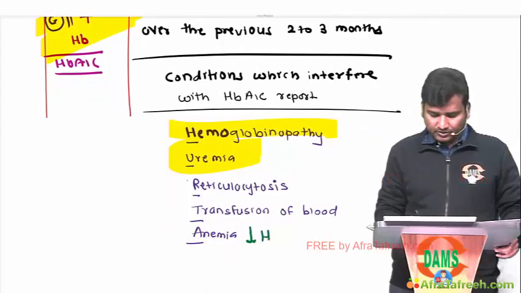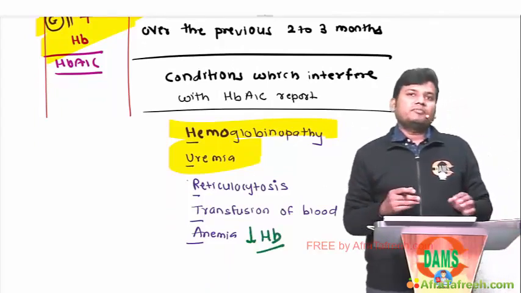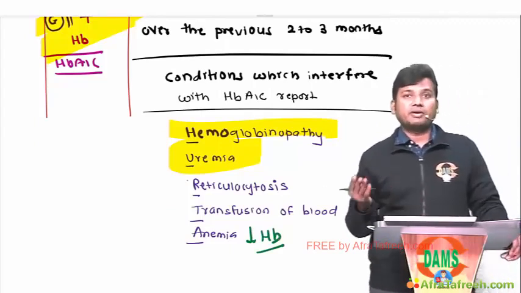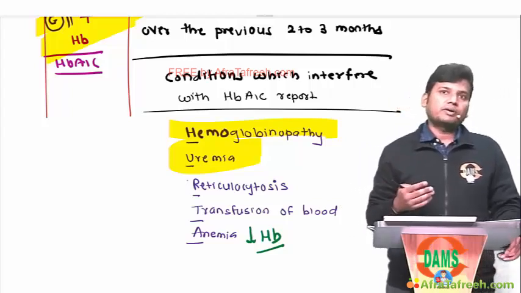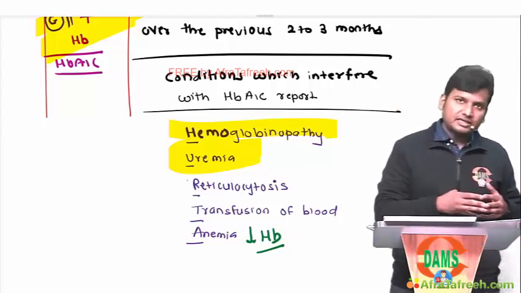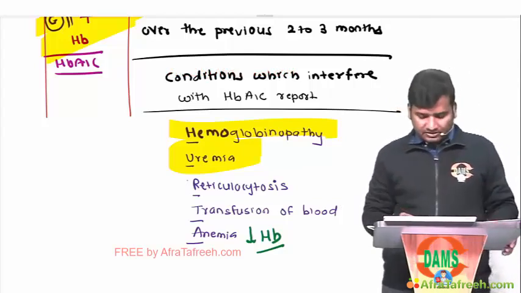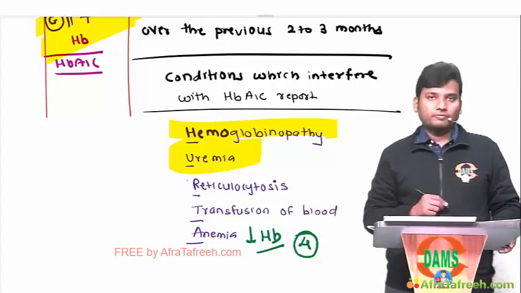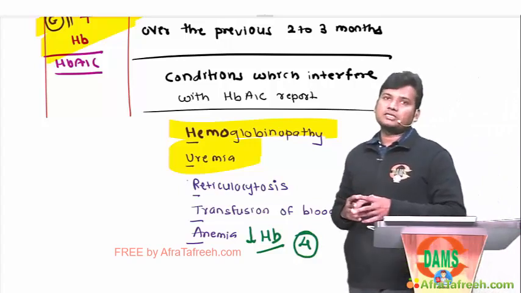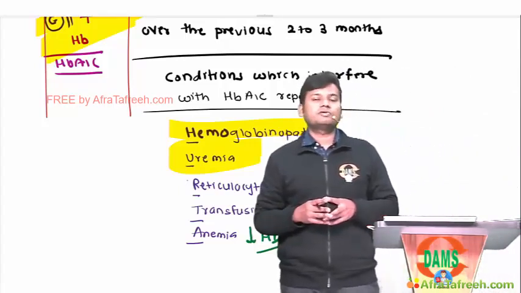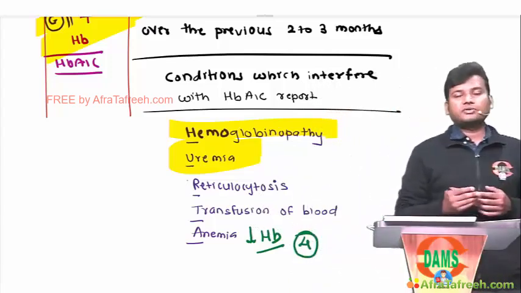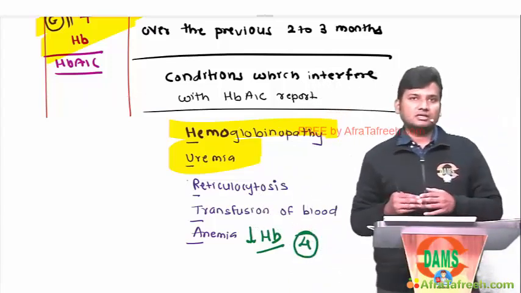Anemia means decrease in hemoglobin. Suppose a patient is a known case of diabetes and is also having piles, and because of piles the patient is having bleeding. So hemoglobin will decrease, suppose the hemoglobin level is 4. Again we cannot trust the HbA1c report, because a lot of hemoglobin is lost outside the body. So in these conditions we cannot trust the HbA1c report.